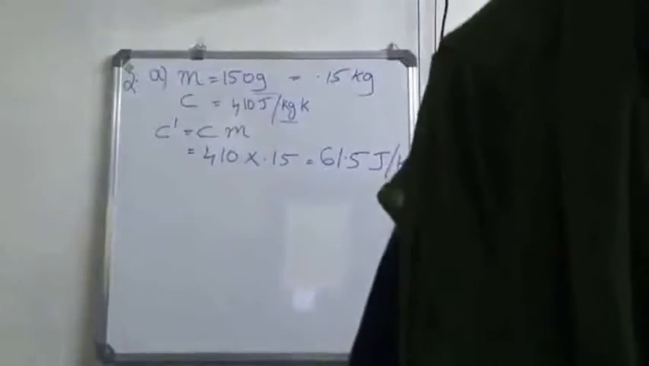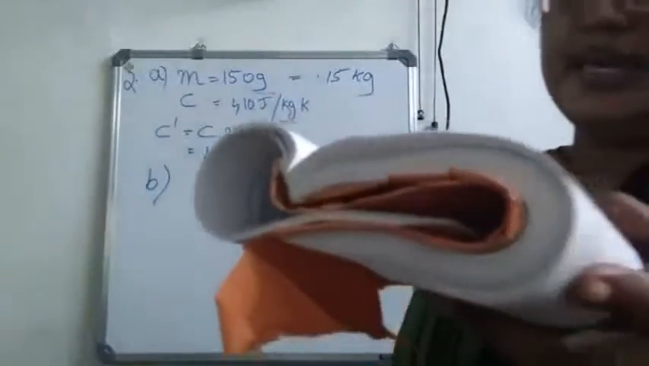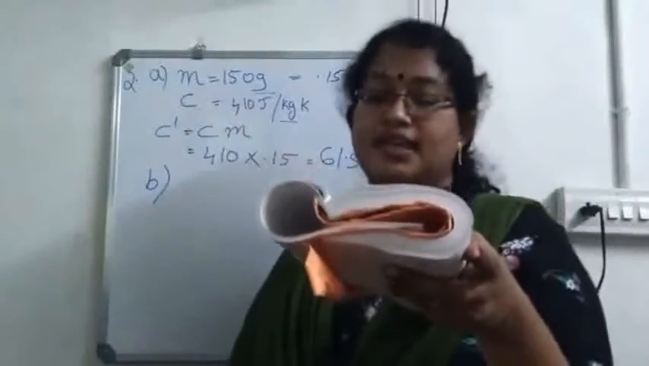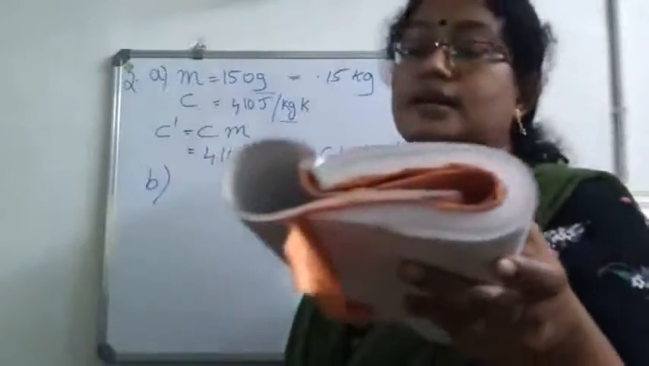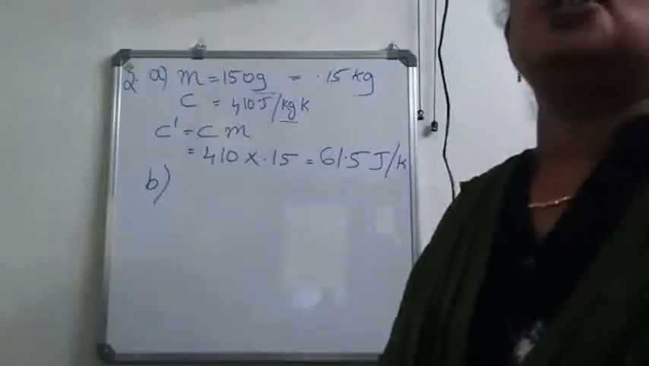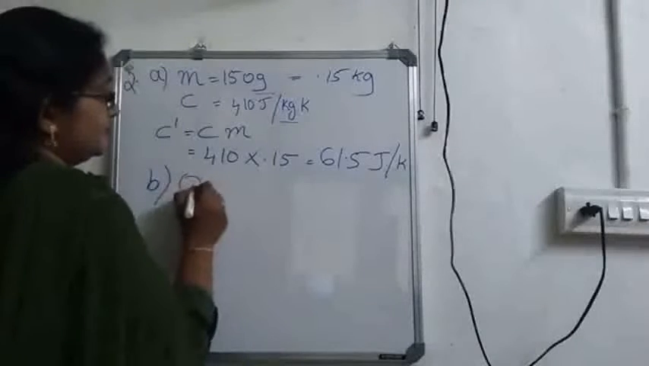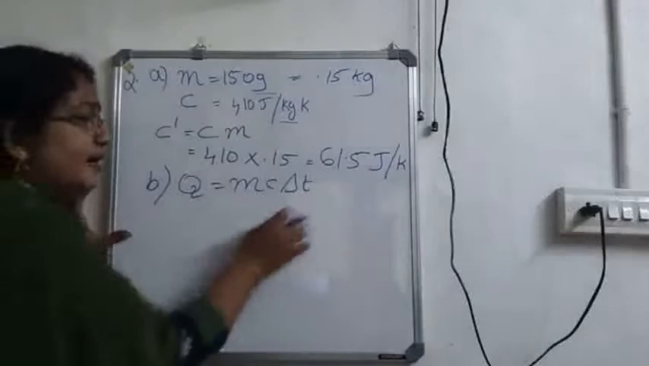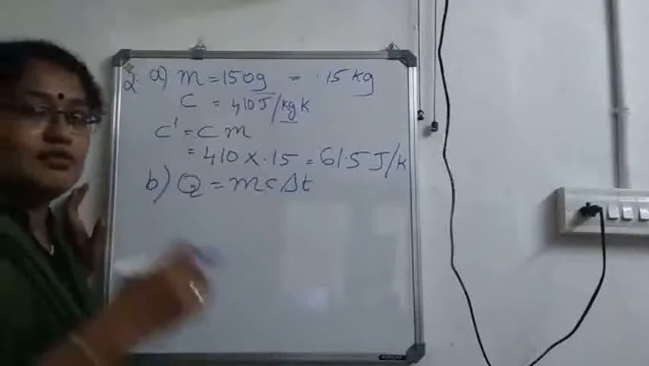Then, what is the next question? B. How much heat energy will be required to increase the temperature of the vessel in part A from 25 degrees Celsius to 35 degrees Celsius? From 25 degrees Celsius to 35 degrees Celsius, how much heat energy is required? So, what is the equation for heat energy? Q is equal to mc delta T. Learn this by heart.